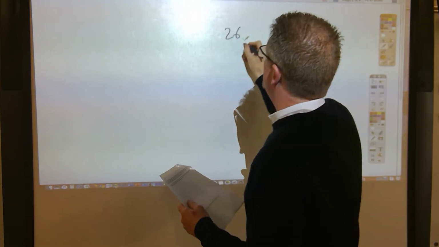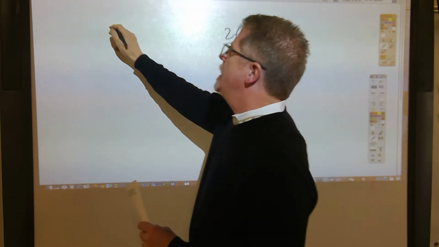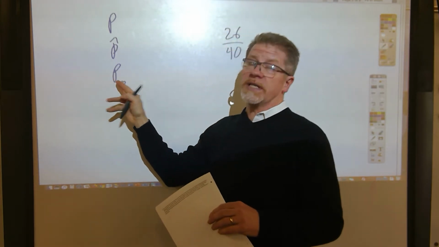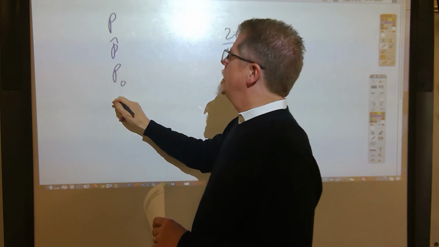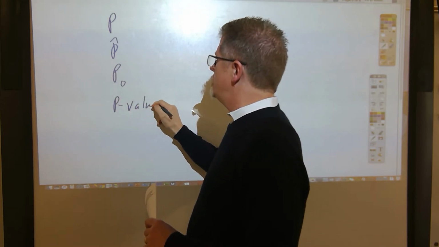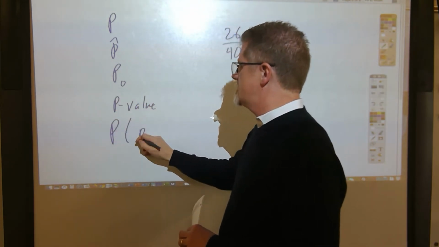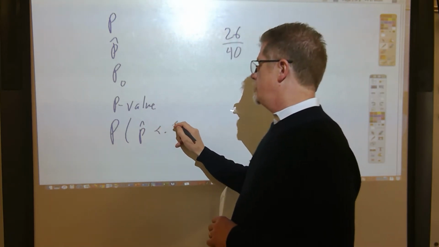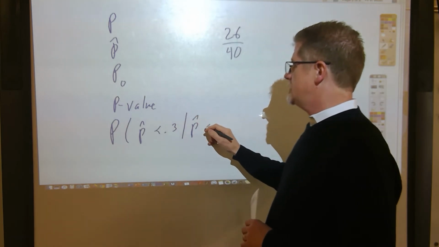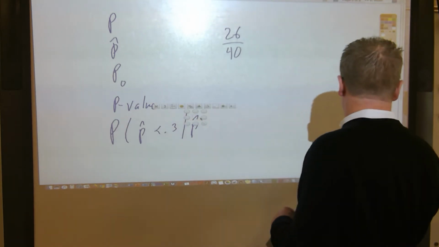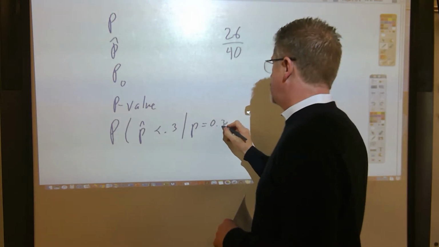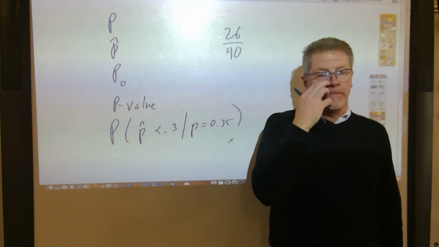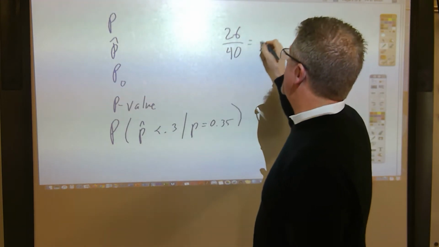Now the question is, how do you symbolize 26 out of 40? Is that P hat, P sub 0, which is the hypothesized P value? Is it P value, or is it the capital P in an expression like the probability that the observed P hat is less than 0.3, given that the true proportion, P without the hat, is 0.35? So of these 5 uses of the letter P, I'm hearing P hat, and that is correct.